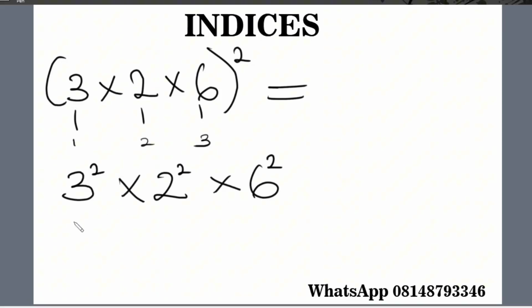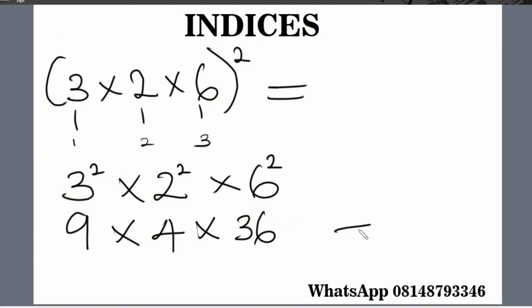3 raised to the power 2 is 9, multiplied by 2 raised to the power 2 is 4, multiplied by 6 raised to the power 2 is 36. So 9 multiplied by 4 multiplied by 36 gives us what? It gives us 49.